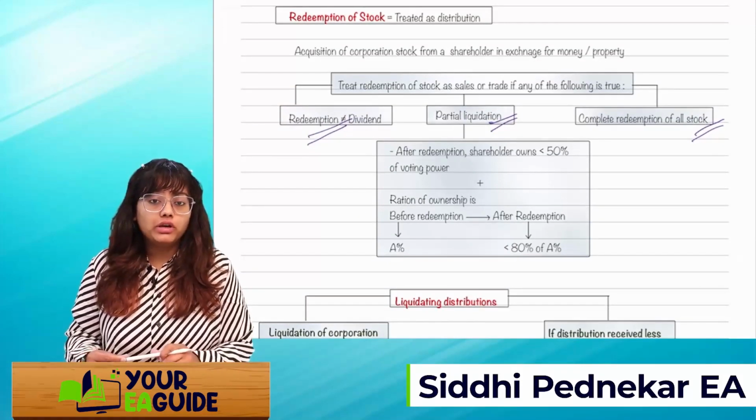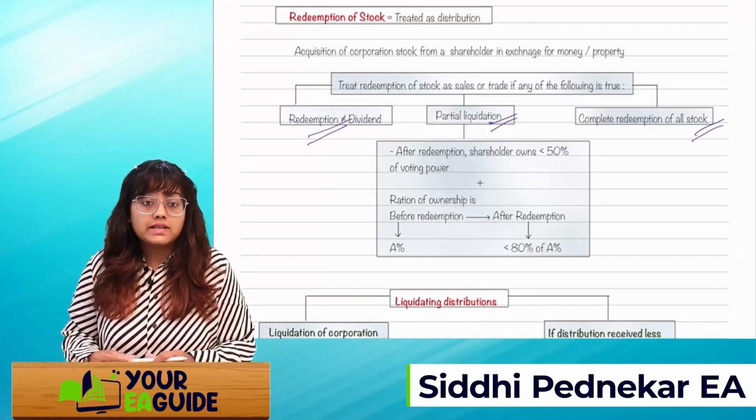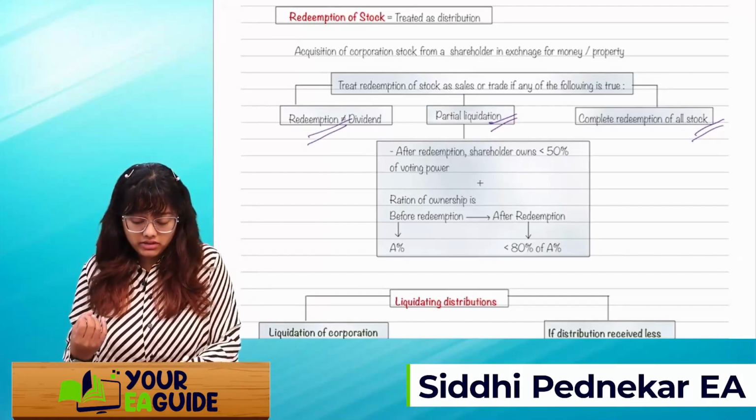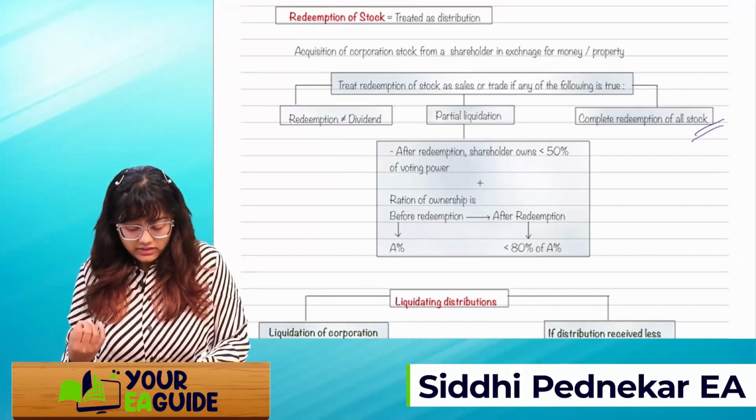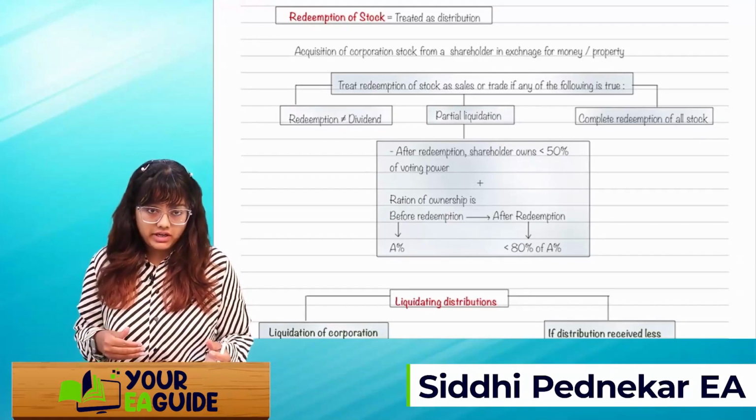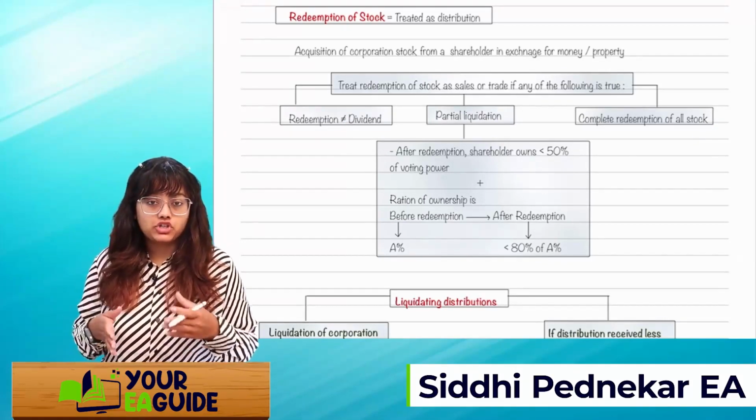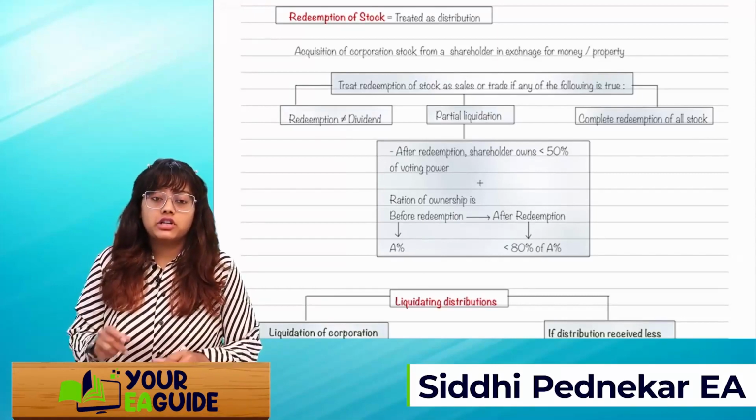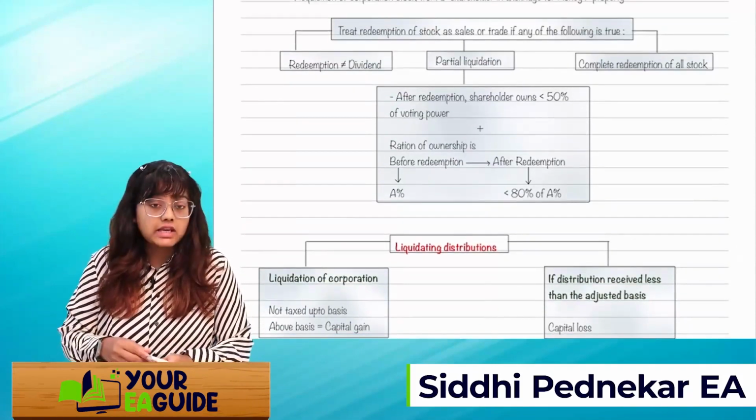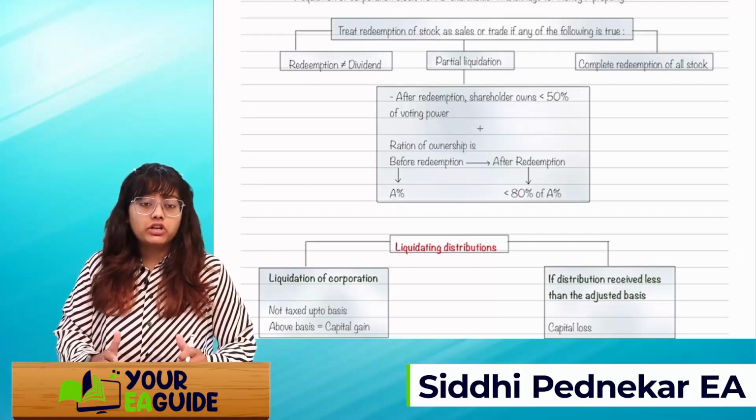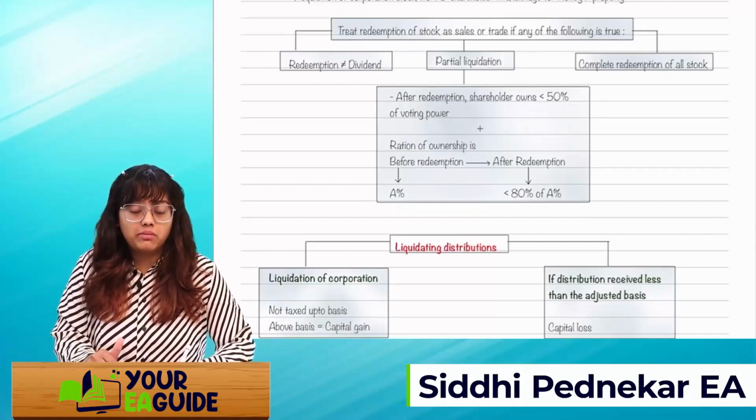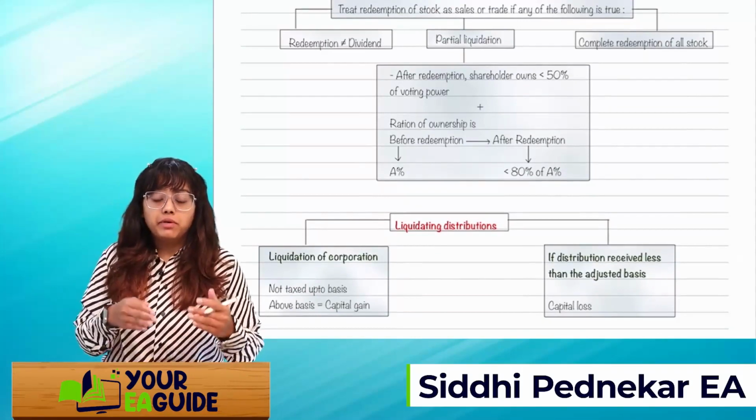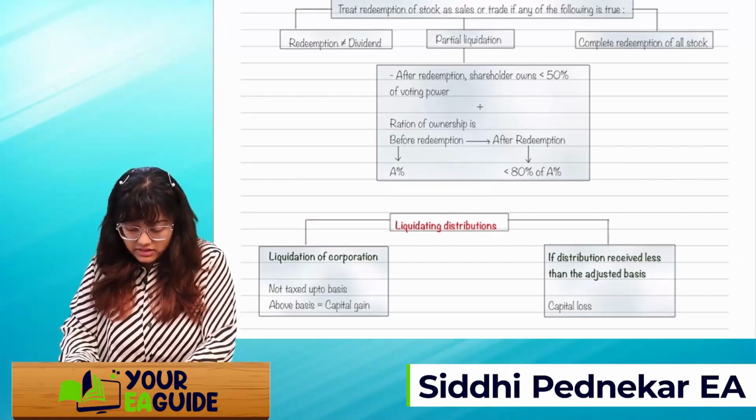So what we'll do, we'll treat that redemption as a sale or trade, right? If that redemption is not against the dividend, if that is a partial liquidation, and if it's a complete redemption of all stock. In case of partial liquidation, we'll have to see this condition. See, after redemption, if the shareholder is owning less than 50% of voting power, plus the ratio of ownership before redemption is, say, a particular percentage, right?